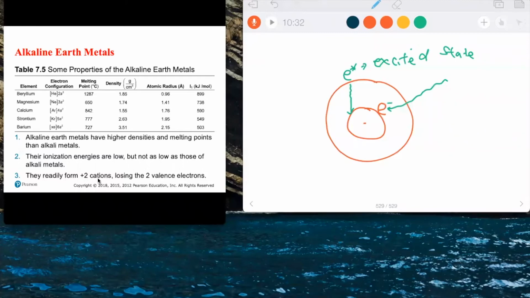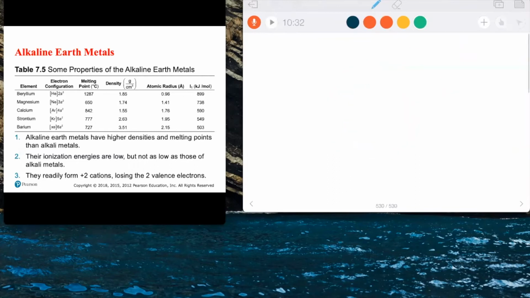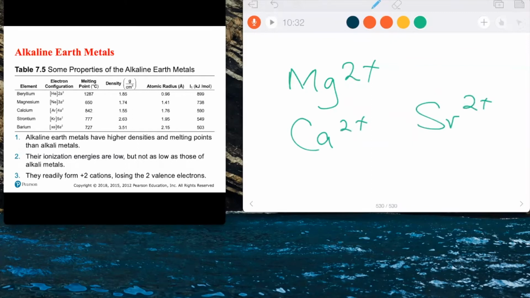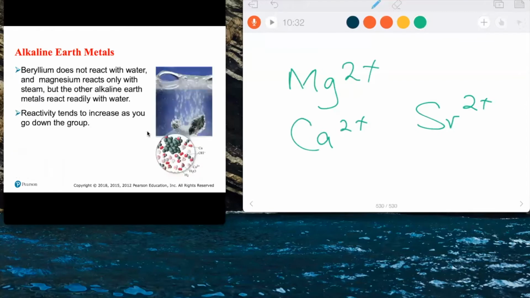They readily form positive 2 cations. By losing their valence electrons, they form positive 2. Except for beryllium, you always see this cation: Mg2+, calcium of course 2+, strontium 2+, because of what? Loss of 2 electrons, the valence electrons, the electrons in the outermost shell. Group 1 forms positive 1. Group 2 metals form positive 2.